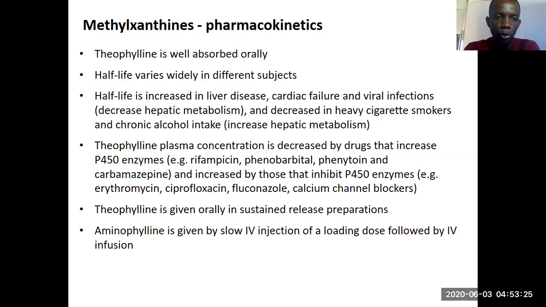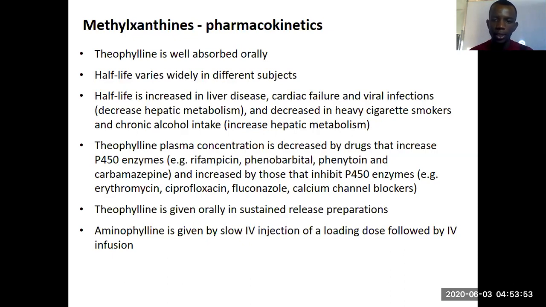Theophylline is well absorbed orally, therefore we can give this drug orally, and the half-life varies widely in different subjects. The half-life is increased in liver disease, cardiac failure, and viral infections, due to decreased hepatic metabolism, and decreased in heavy cigarette smokers and alcohol intake.